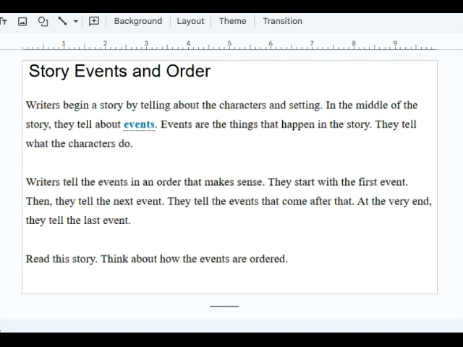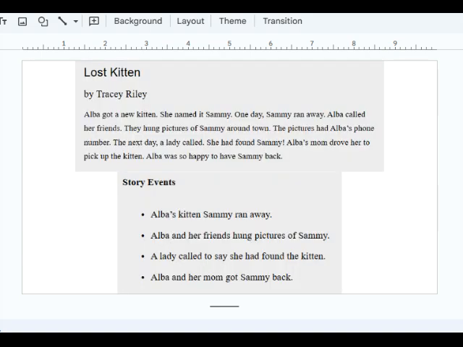Read the story and think about how the events are ordered. Lost Kitten by Tracy Riley. Alba got a new kitten. She named it Sammy. One day Sammy ran away. Alba called her friends. They hung pictures of Sammy around town. The pictures had Alba's phone number. The next day a lady called. She had found Sammy. Alba's mom drove to pick up the kitten. Alba was so happy to have Sammy back.